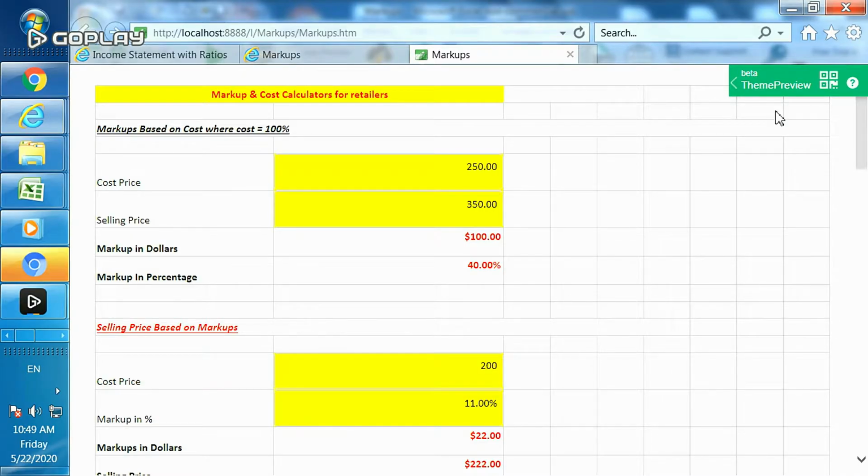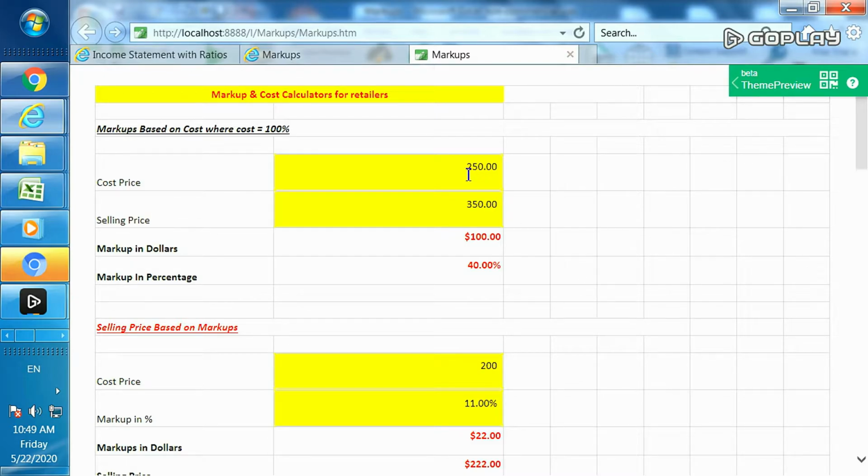Okay, so in this video, we are going to be using what's called a markup and markdown calculator. Now this calculator is for retailers, for customers, and for people who are doing inventory control or inventory management. Now let's start off with the first calculation over here.